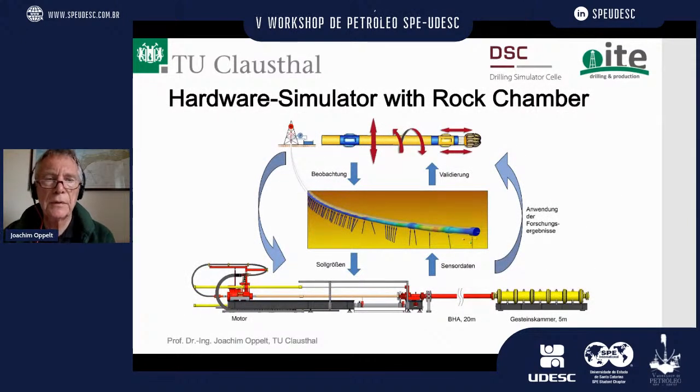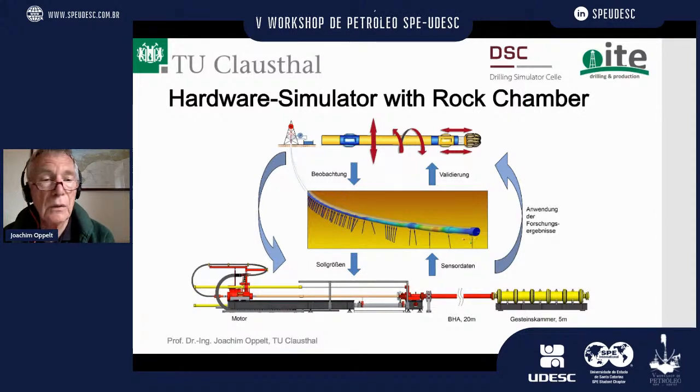This is a picture of the artist's impression of the machine. On the lower right-hand side you see something called Gesteinskammer, or rock chamber, which is a 5 meter long compartment, and inside it we have the rock formation, the sample, so to say. From the left-hand side you see this motor, where we have a rotated tube, like a drill pipe, and this tube drills. There is a ceiling in the middle of the picture, and the red pipe represents the borehole or the casing, if you want.